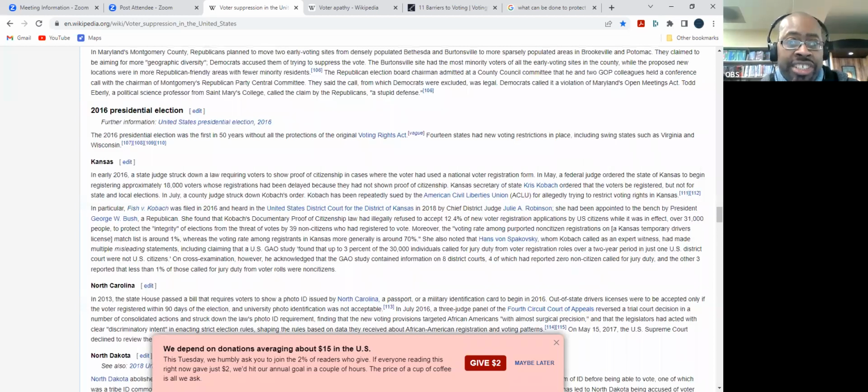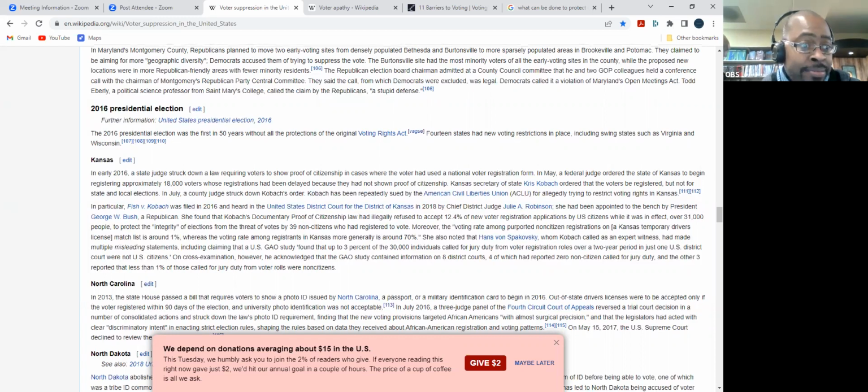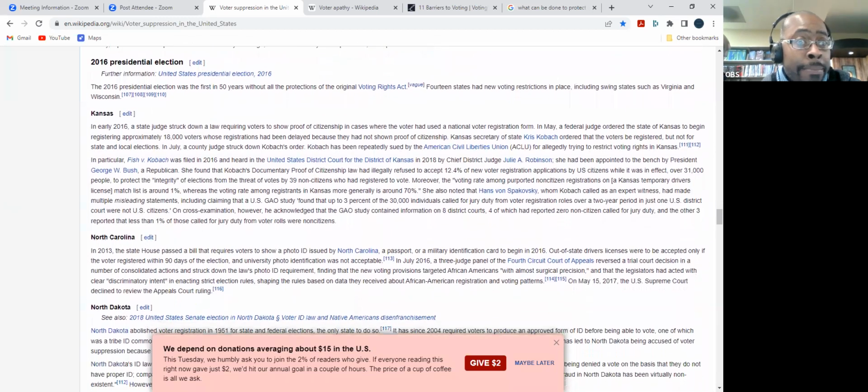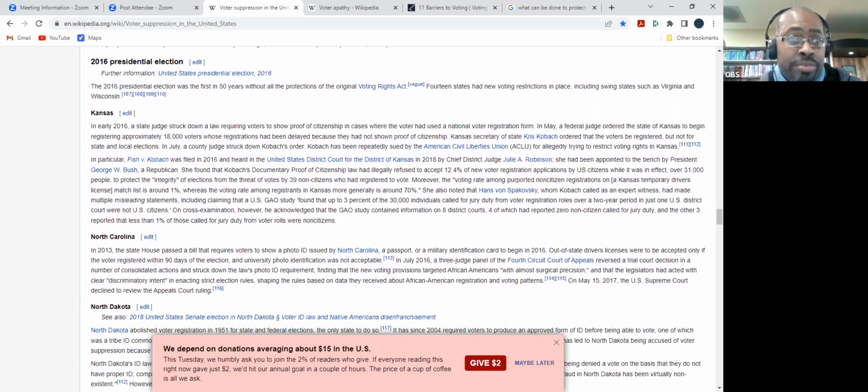So this was 3 years after some of the protections were stripped from the original Voting Rights Act. And because of that, 14 states have new voting restrictions in place, including swing states such as Virginia and Wisconsin. For example, in Kansas, a state judge struck down a law requiring voters to show proof of citizenship in cases where the voter had used a national voting registration form.